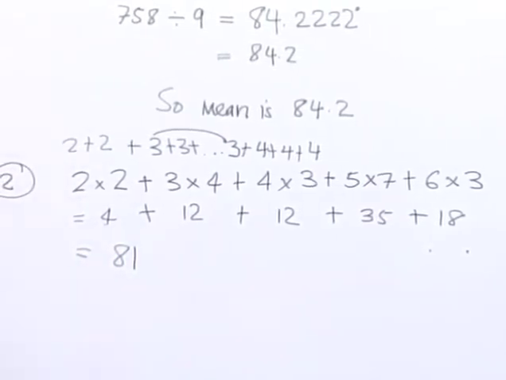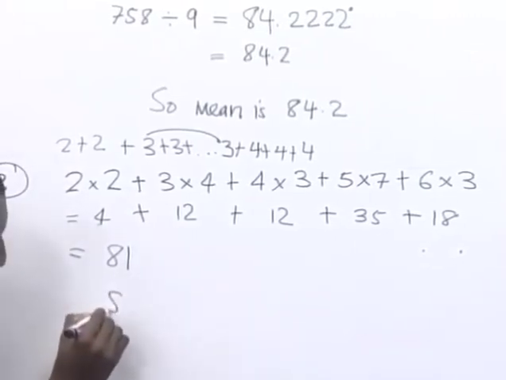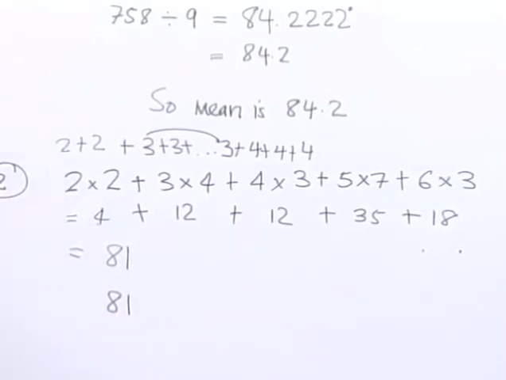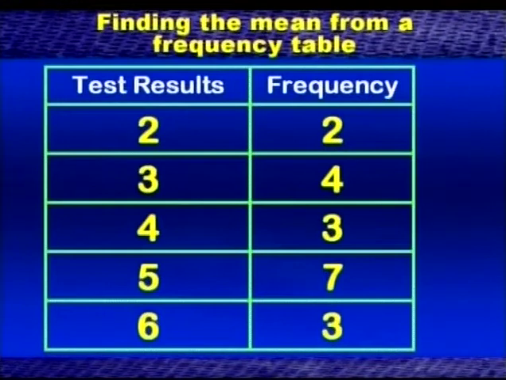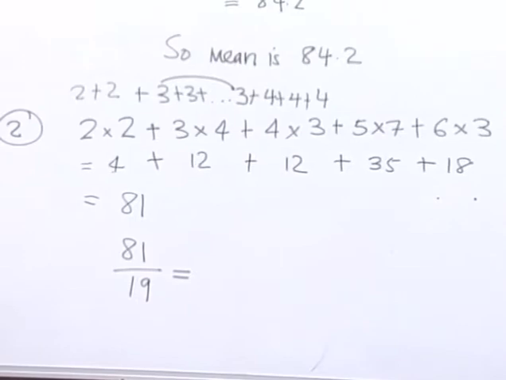And then we divide 81 by? What is the total frequency? Total frequency? Look at the table. The total frequency is? 19. So 81 divided by 19. So, divide 81 by 19, what is the mean?